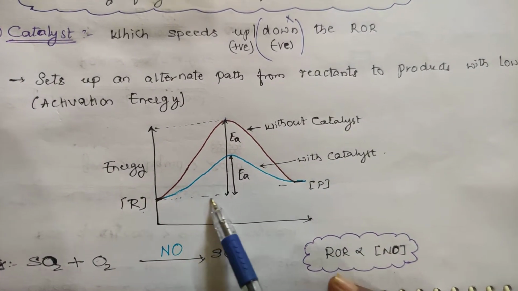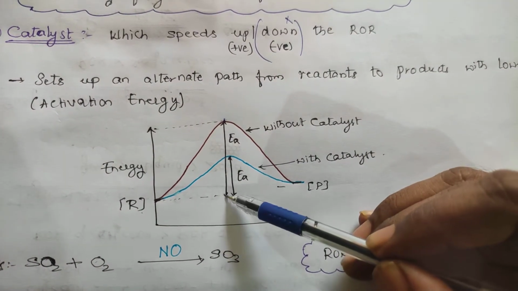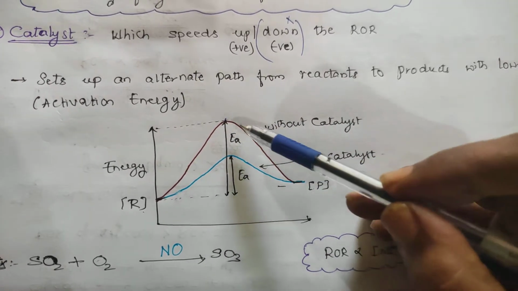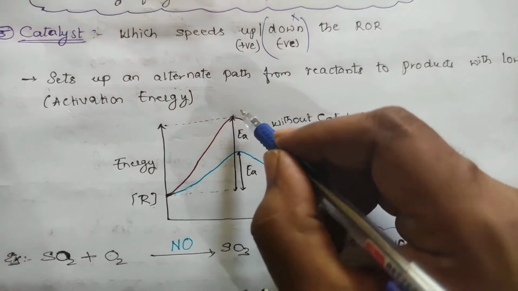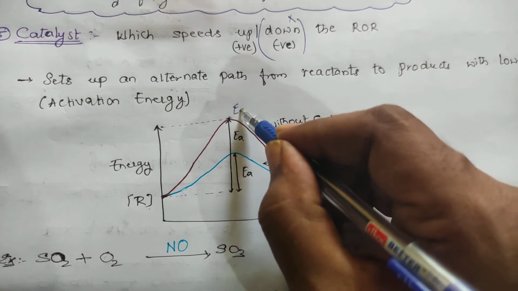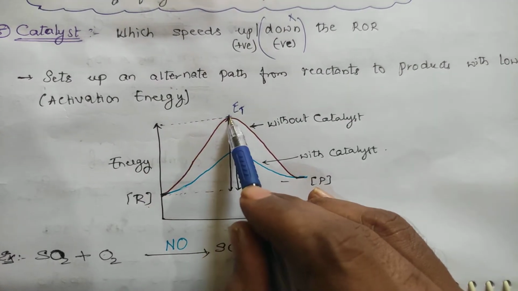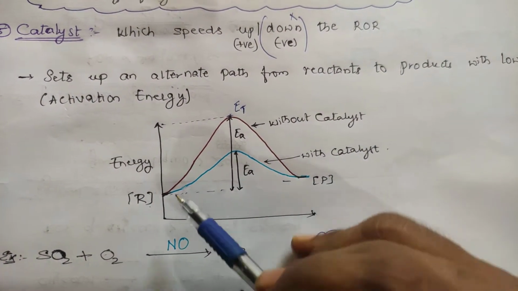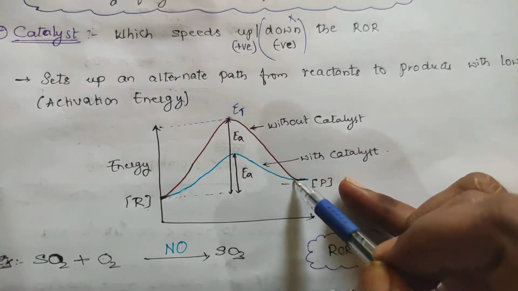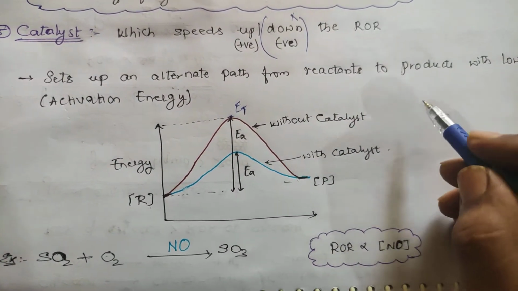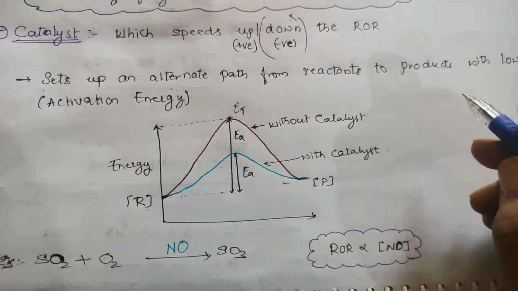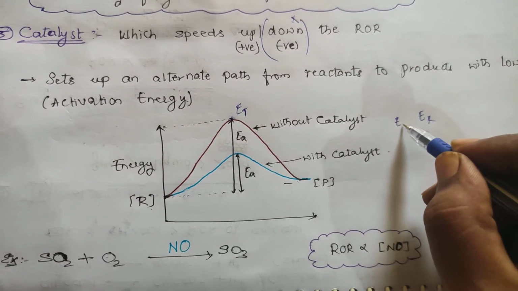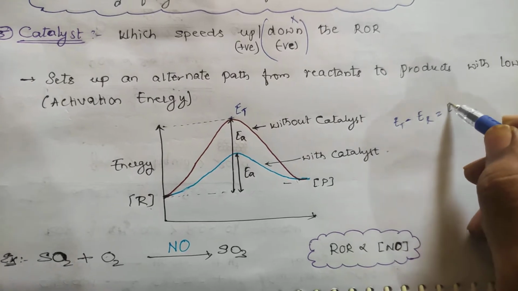This is the energy of the reactants. The difference between the energy of the reactants and the highest amount of energy needed for the reaction to occur is called the threshold energy. Getting me? This is the reaction path occurring without the catalyst. So what is this EA? It is the activation energy.